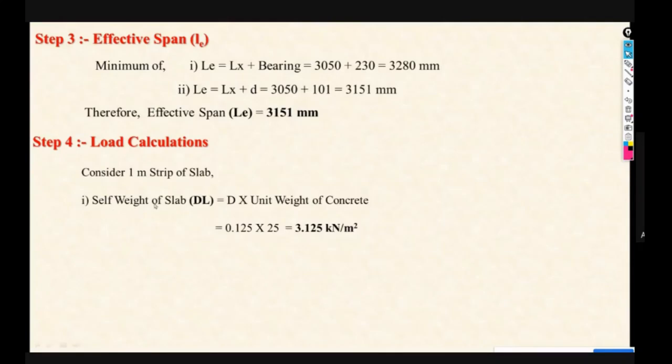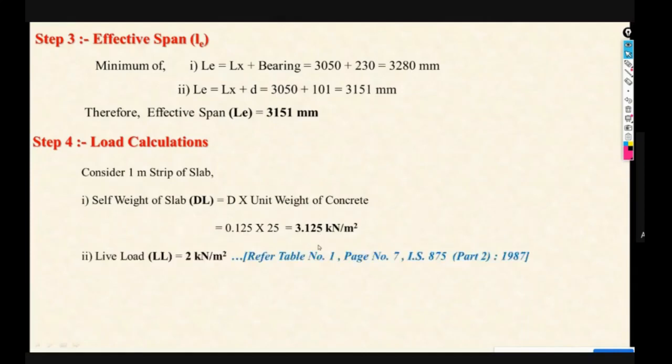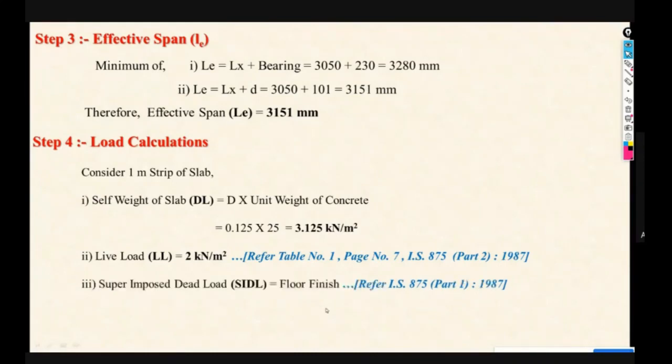Okay, so first the self-weight of the slab: depth is 0.125 overall depth, multiplied by the unit weight of concrete, which is 25. So the self-weight is 3.125 kilonewton per meter square. Now the live load depends on the purpose of your room, if you refer to IS 875. It is different in different rooms, but basically we are considering 2 kilonewton per meter square. So live load is 2 kilonewton per meter square, and SIDL is floor finish.